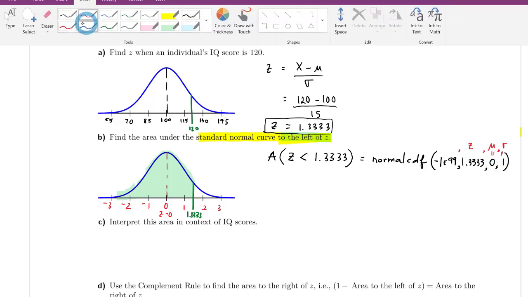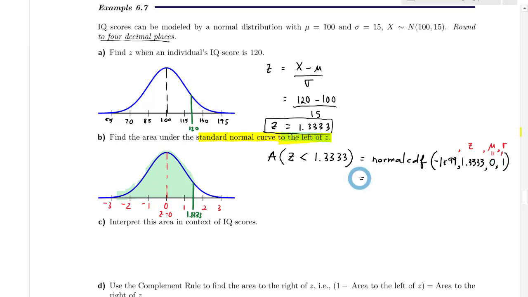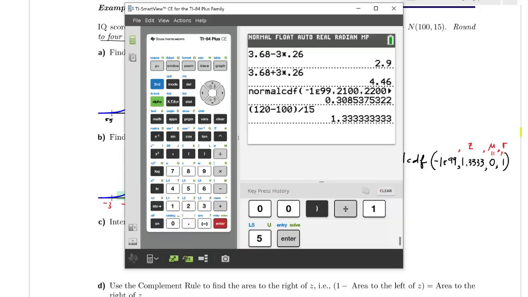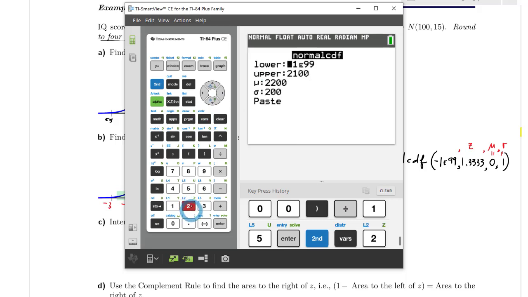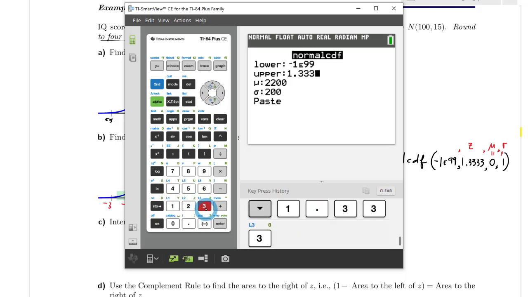Okay, so when I do that, let's go to the calculator. Let's go to second vars, normal CDF. I'm still going to the left, but now I want 1.3333. The mean is 0, standard deviation is 1, and we hit paste and enter.